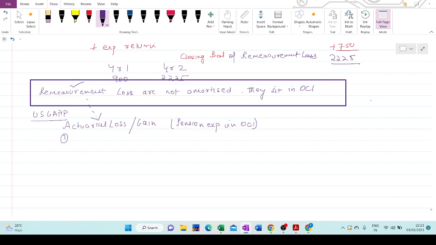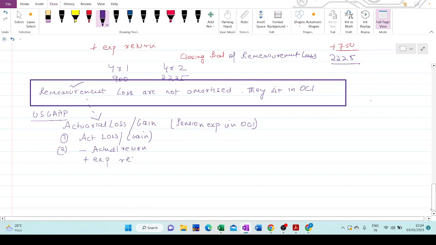The first component is actuarial loss or gain, which is the change in PBO due to change in actuarial assumptions, right? So, if actuarial assumptions increase the PBO, then it's an actuarial loss, and if changes in actuarial assumptions decrease the PBO, it's an actuarial gain. And the second component is the difference between actual return and expected return. Same thing, same as IFRS. Only the name has changed. IFRS called it remeasurement loss, and US GAAP is calling it actuarial loss or gain.